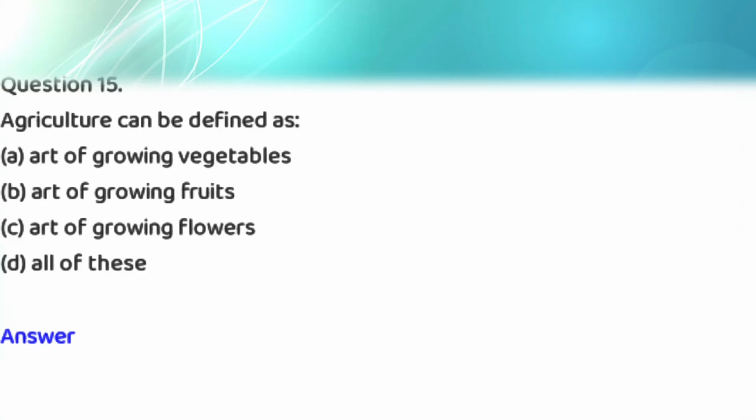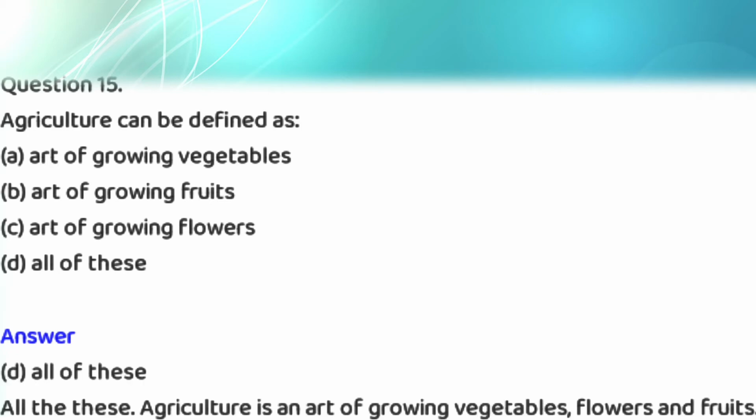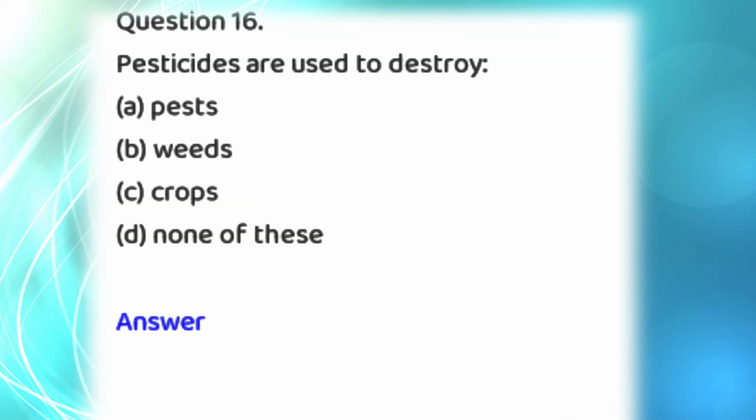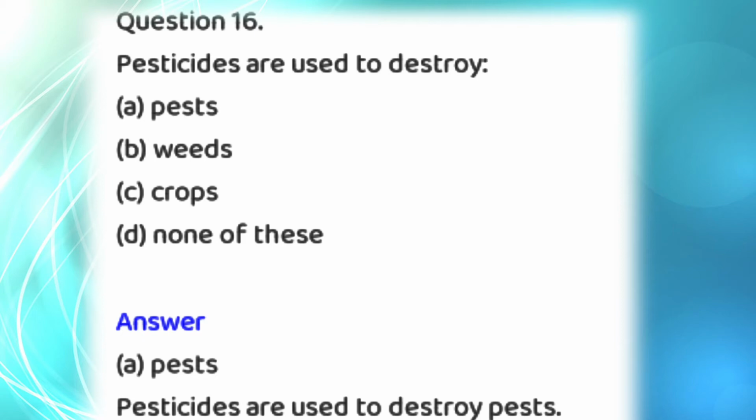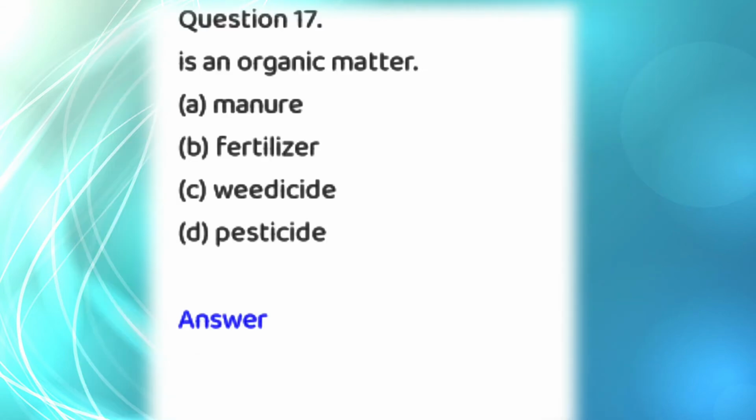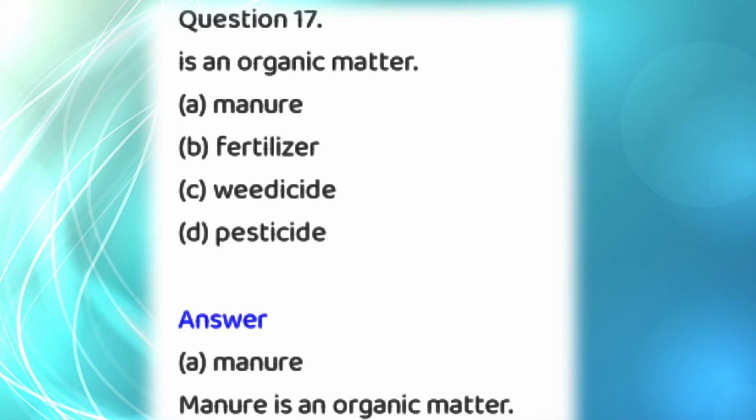Fifteenth question: agriculture can be defined as the art of growing vegetables, the art of growing fruits, the art of growing flowers, or all of these? And the answer is all of these. Agriculture is the art of growing vegetables, flowers and fruits. Sixteenth question: pesticides are used to destroy pests, weeds, crops, or none of these? And the answer is pests. Pesticides are used to destroy pests. Seventeenth question: an organic matter is manure, fertilizer, weedicides, or pesticide? And the answer is manure. Manure is an organic matter.